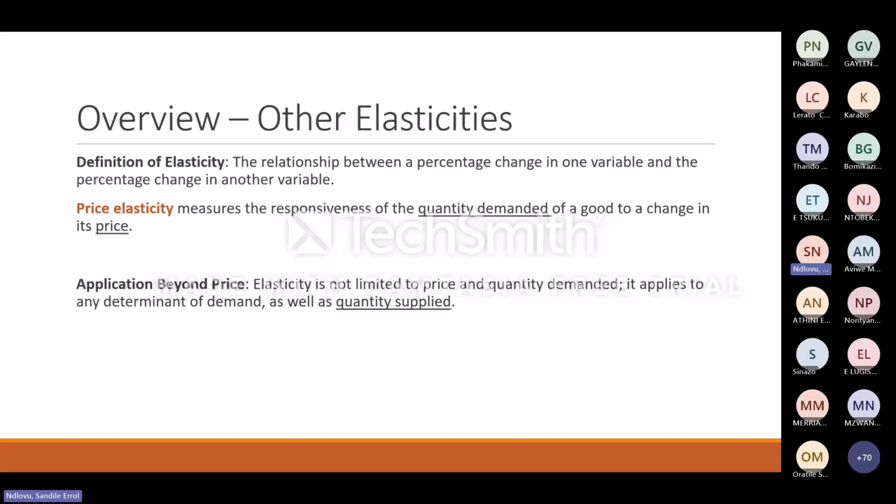The concept of elasticity also does not speak about demand alone. It also explains supply, quantity supplied. So from the perspective of the producer, elasticity might explain what effect a price increase will have on the quantity supplied, and not the quantity demanded from the perspective of a producer.